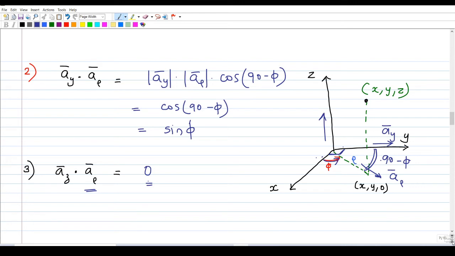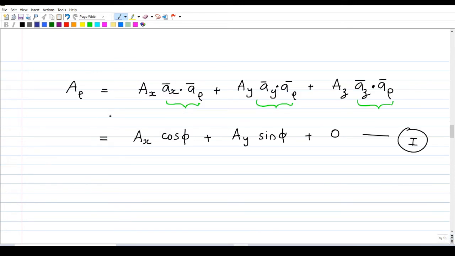Now we can substitute them in the equation that we have written earlier. So I have substituted the values of the three dot products, and I got the expression for A rho. So A rho is Ax cos phi plus Ay sin phi plus 0. So this is our first equation.